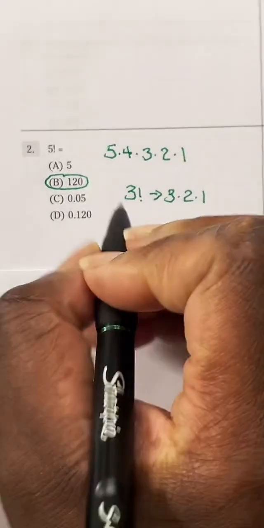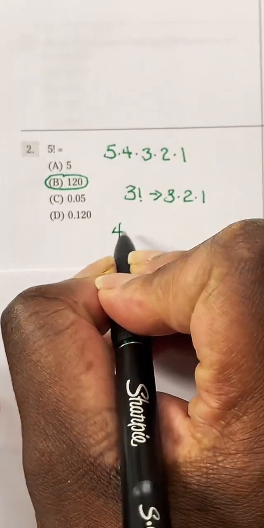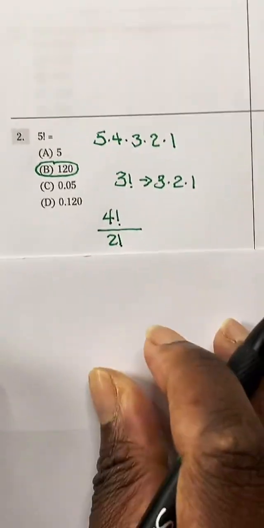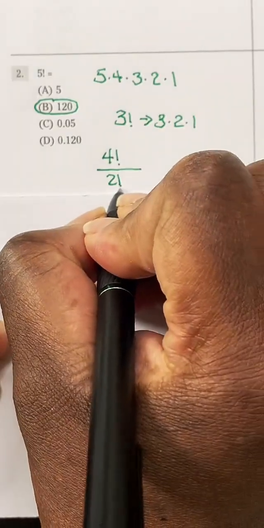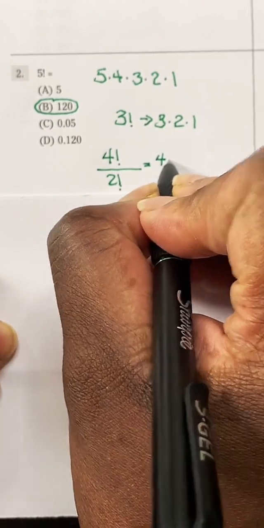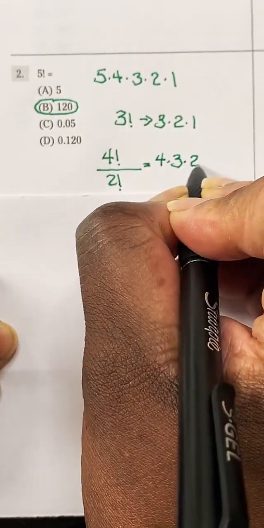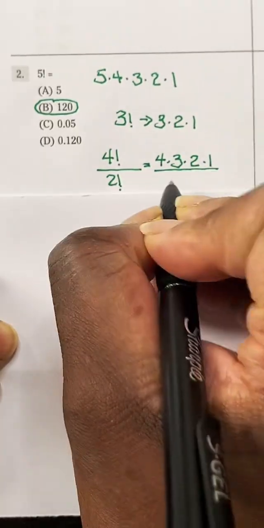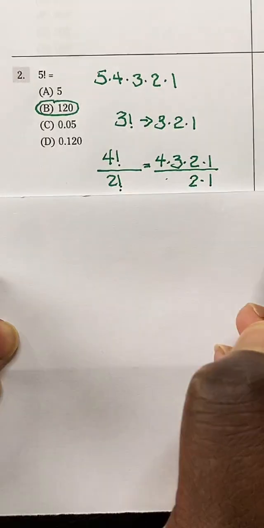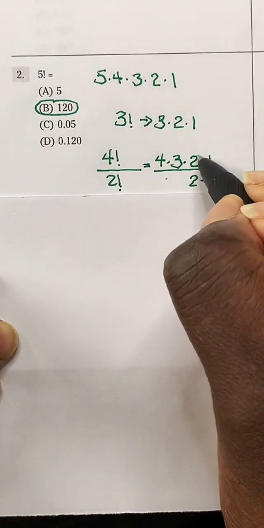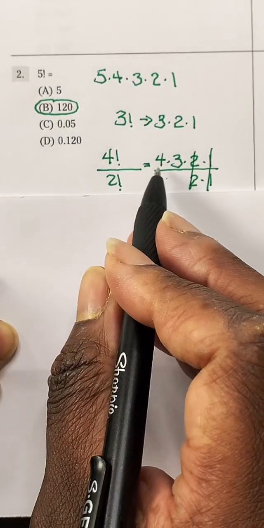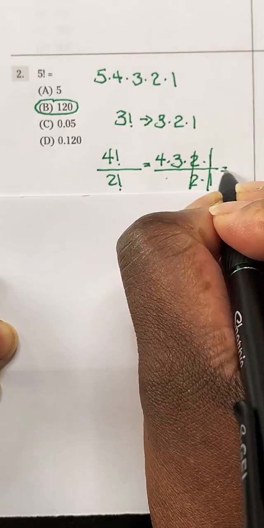All right. So even if they try to throw you a little twist and we say 4 factorial divided by 2 factorial, because sometimes they like to throw questions like this, this is what happens. You take your 4, 3, 2, and 1, and then you take it over your 2 and 1, because that's what the 2 factorial is. Guess what? You can cancel those out, and this will give you the answer of 4 times 3, which equals 12.